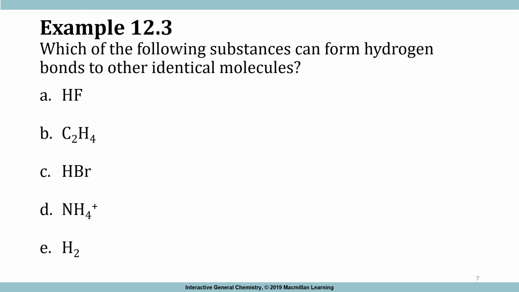Example 12.3 says, which of the following substances can form hydrogen bonds to other identical molecules? So that's similar to that last question, where if we have a solution of itself, will it have hydrogen bonds with itself? So any time you don't automatically know the answer, the best thing to do is draw out the Lewis structure. And we also have to remember that with hydrogen bonding, we need to have a nitrogen, oxygen, or a fluoride connected to a hydrogen.